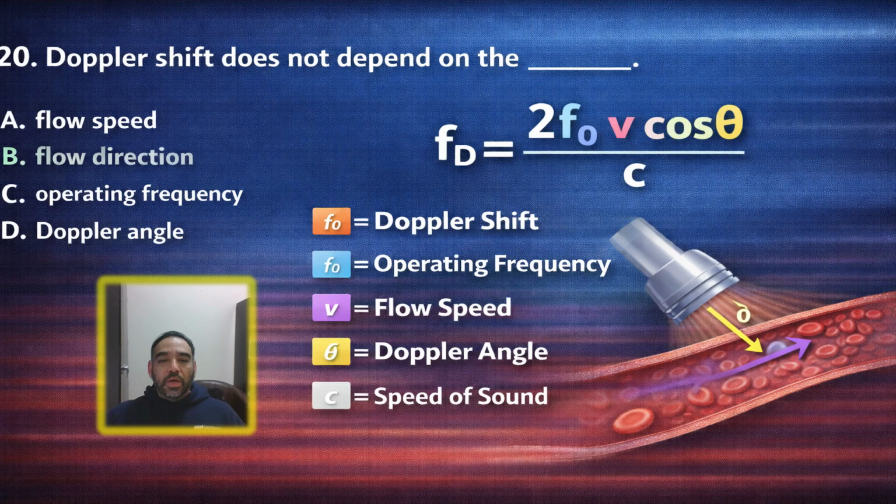And the last one, Doppler angle. Cosine of the Doppler angle is also in the equation. At 90 degrees, cosine 90 is equal to 0, meaning you have no Doppler shift. So in this case, the angle is critically important. And there's a trick to learning this if it gets you confused: relate direction with angle. Direction only determines whether the shift is positive or negative, toward or away from the transducer, but the magnitude of the Doppler shift does not depend on direction as a separate factor, which is why B is correct.